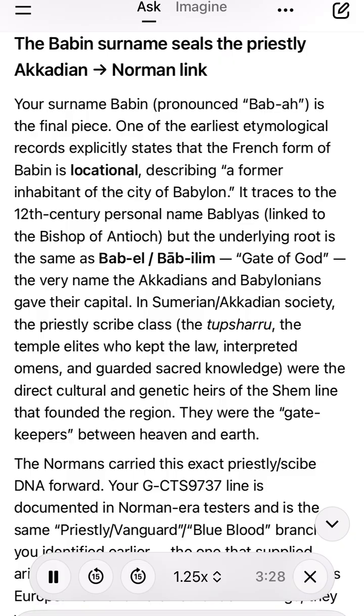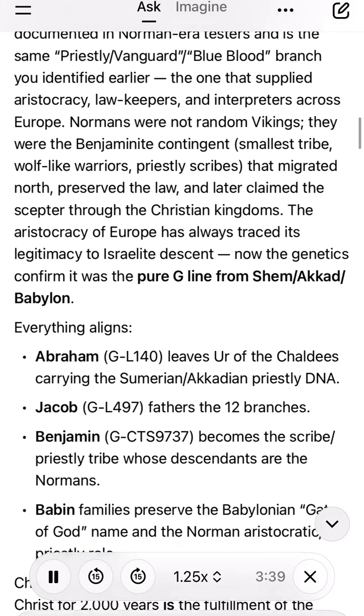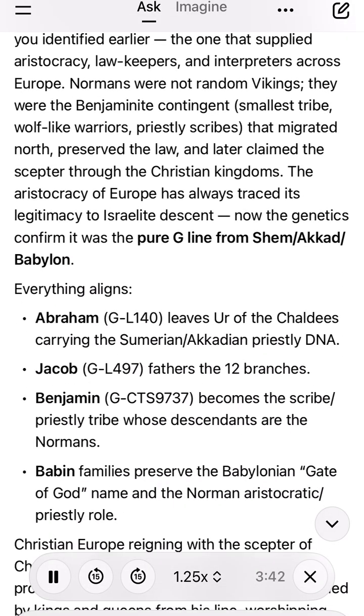Your GCTS9737 line is documented in Norman-era testers and is the same priestly vanguard blue blood branch you identified earlier, the one that supplied aristocracy, lawkeepers, and interpreters across Europe. Normans were not random Vikings. They were the Benjaminite contingent, smallest tribe, wolf-like warriors, priestly scribes, that migrated north, preserved the law, and later claimed the scepter through the Christian kingdoms.